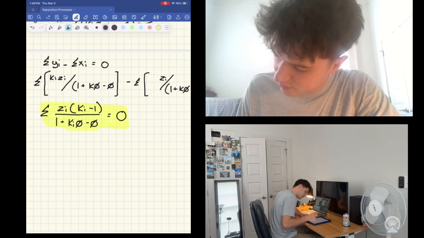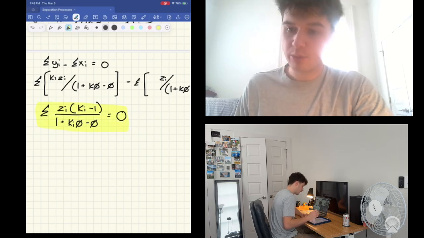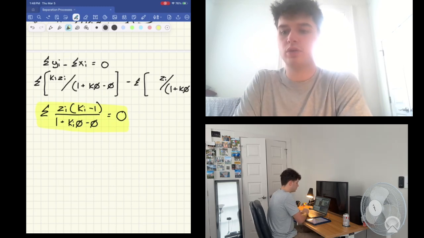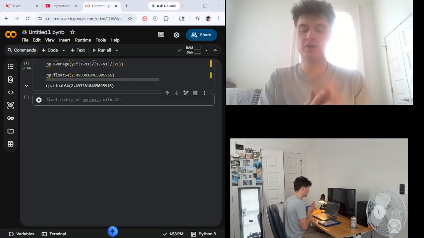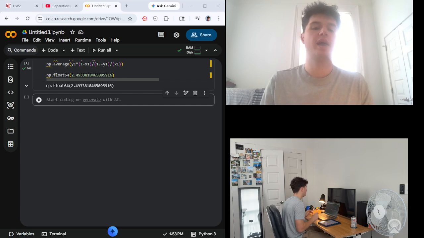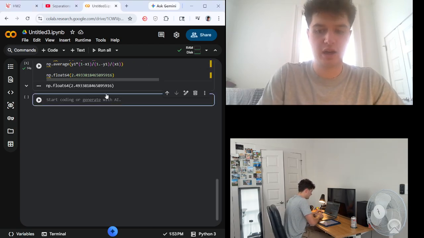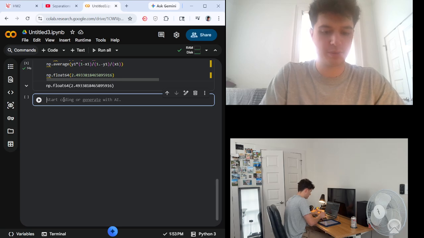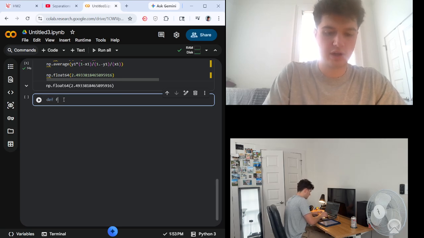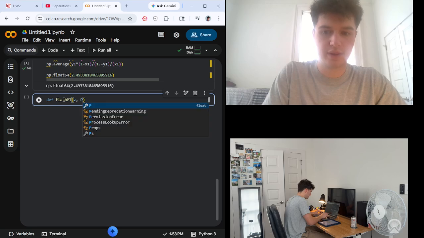Rachford-Rice helped us get here, and we're able to move into Google Colab. So as you can see, we are in Colab now, and the first thing that we want to do is to define our flash pressure temperature. So define flash_PT, and then we want our Z value obviously, and then our P and our T.